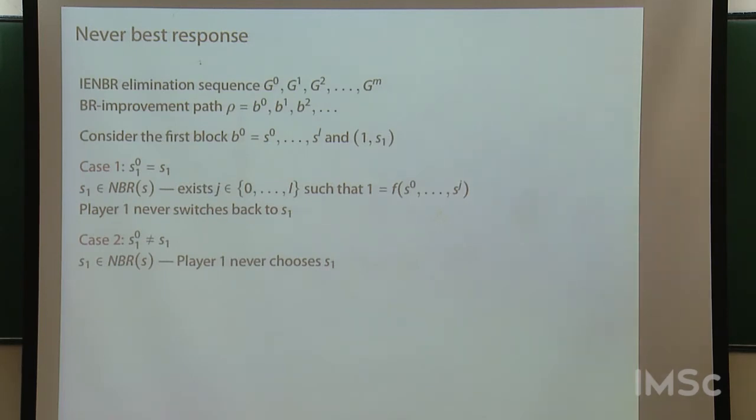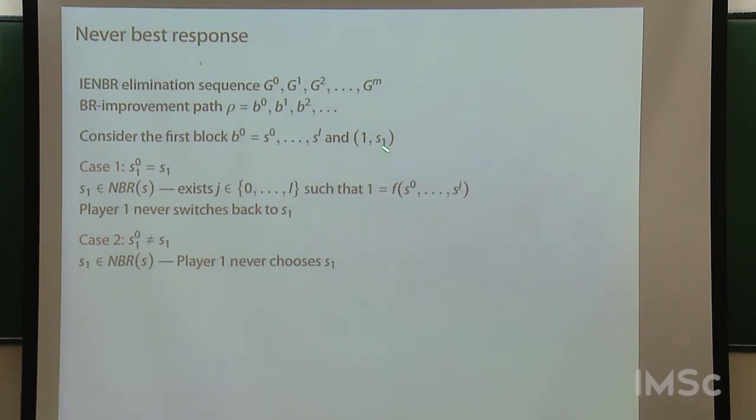Now what do you do? You have an iterated elimination of never best response sequence. You have this improvement path rho which is split up into these blocks. What you want to argue is this path is finite. Now let's consider the first block. It's some finite sequence of strategies. In this iteration, when you go from G0 to G1, we said that the strategy S1 of player 1 is getting removed. So there are two cases.